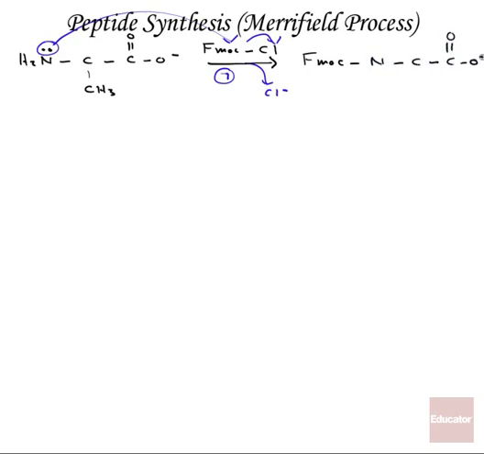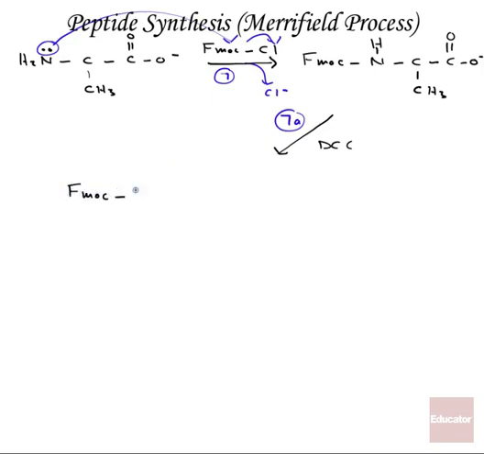N, C, C, O minus. I'll attach an H, and this is alanine, so this is CH3. We activate the carboxyl by reacting it with our DCC. So now I go this way and react it with DCC. This is reaction 7A.